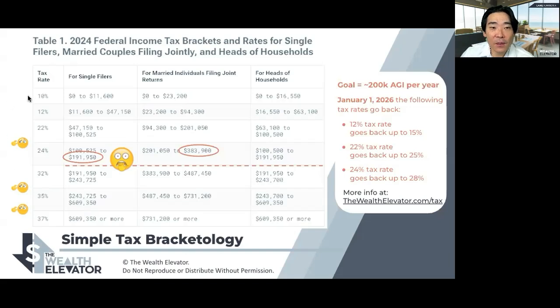And it is based off of stepwise functions where it's not like when you're making $331,000 or more, it's taxed all at 37%. But this layer is taxed at 35, this layer is taxed at 32, this layer taxed at 24.